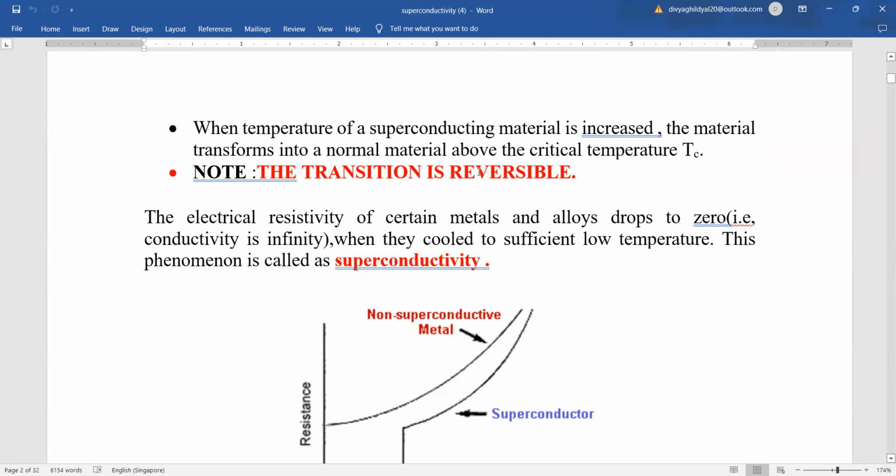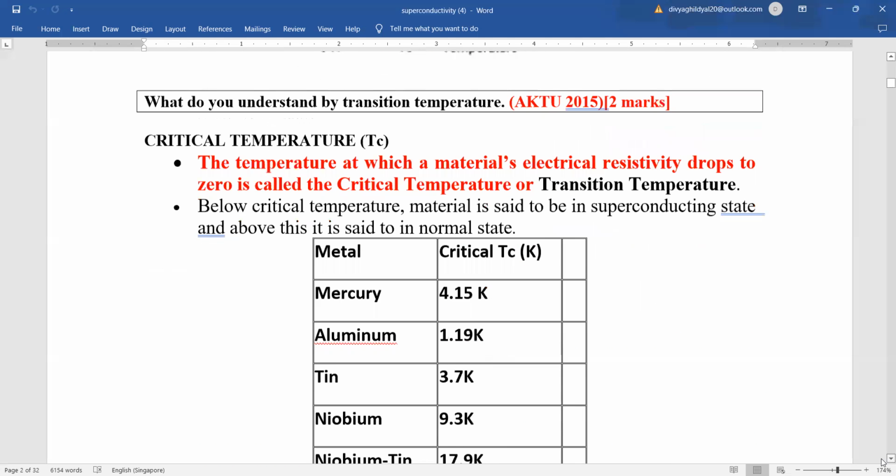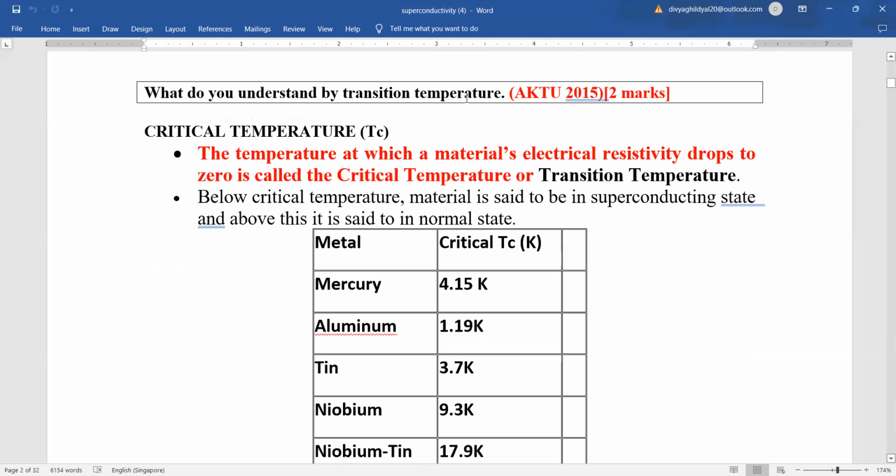So the electrical resistivity of certain metals and alloys drops to zero, that is, their conductivity becomes very high, when cooled to a sufficiently low temperature. This phenomenon is known as superconductivity. Transition temperature has been asked as a 2-mark question in your paper in section A.